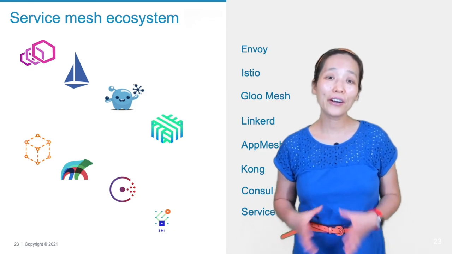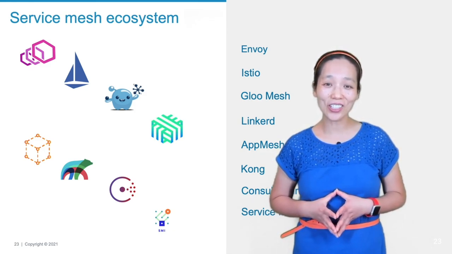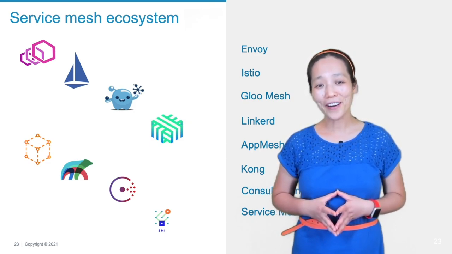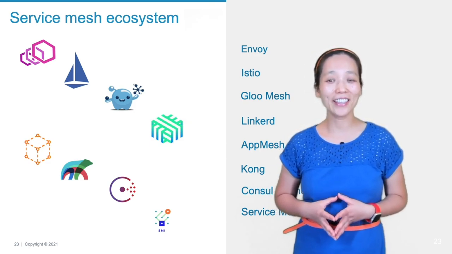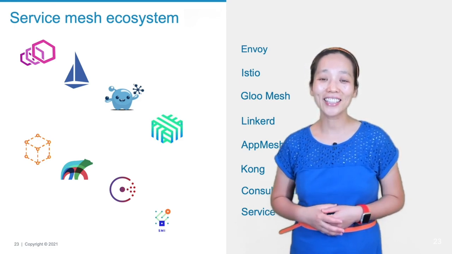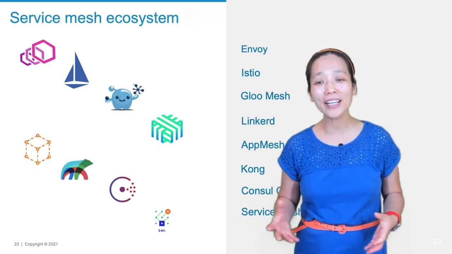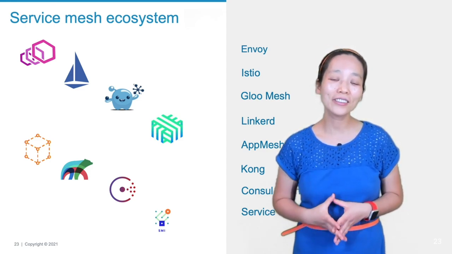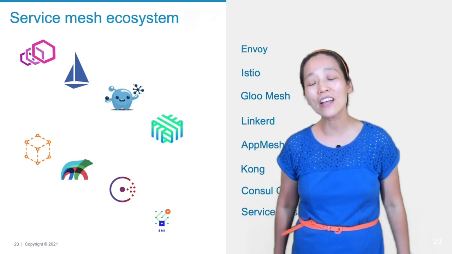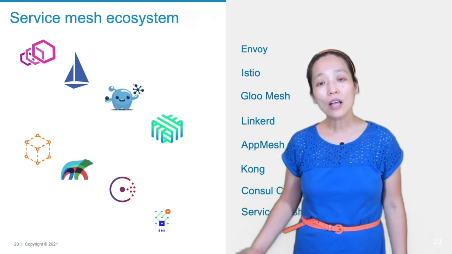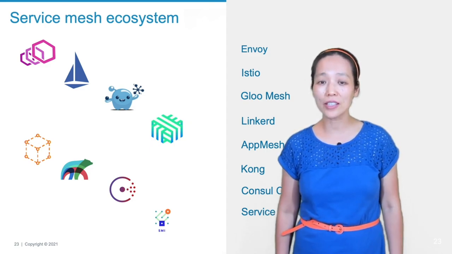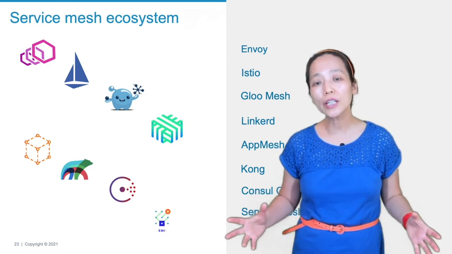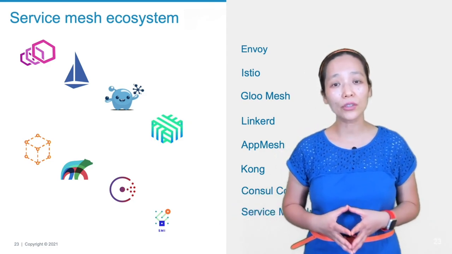There is a very rich, competing ecosystem out there for service mesh. Many projects such as Envoy, Istio, Glue Mesh, Linkerd, AppMesh by Amazon, Kong, Consul Connect, and Service Mesh Interface. Some of these projects are in CNCF, some are not, but it's a really rich ecosystem out there.